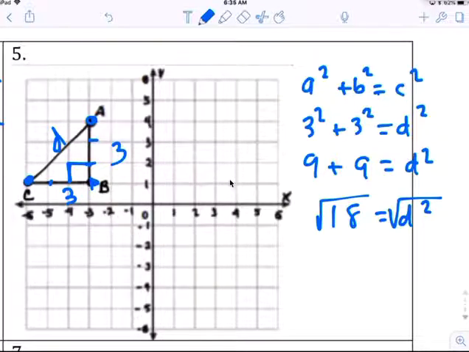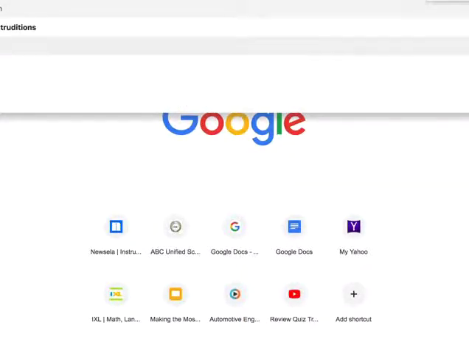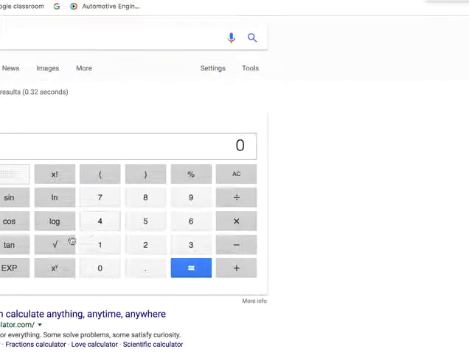Let's see, calculator. Here we go. Square root of 18. 4.2426. Nearest tenth. I think I want nearest hundredth. Nearest hundredth's like, right there. Don't want all that. That's because this is a 2. It stays a 24. 4.24.